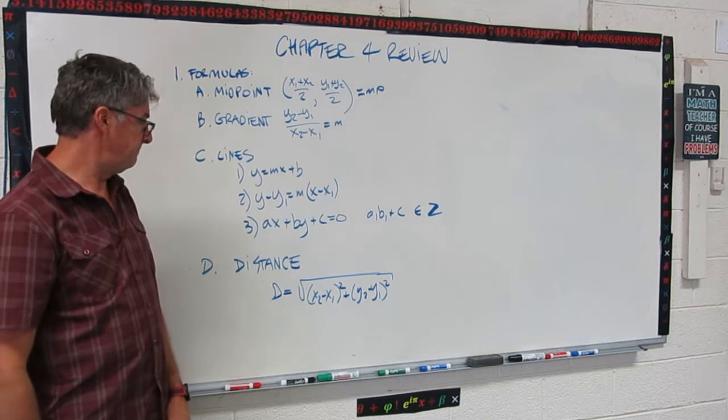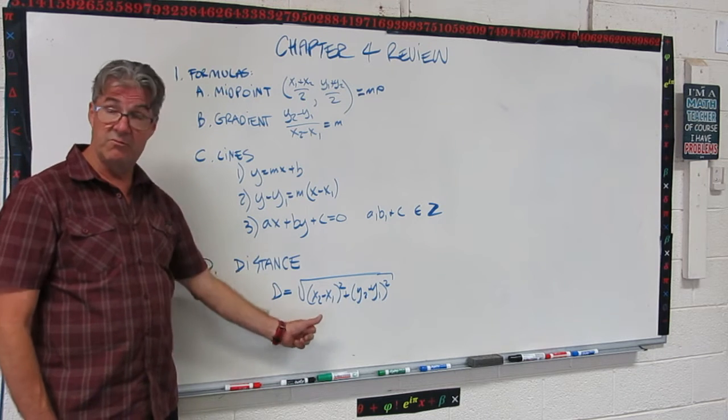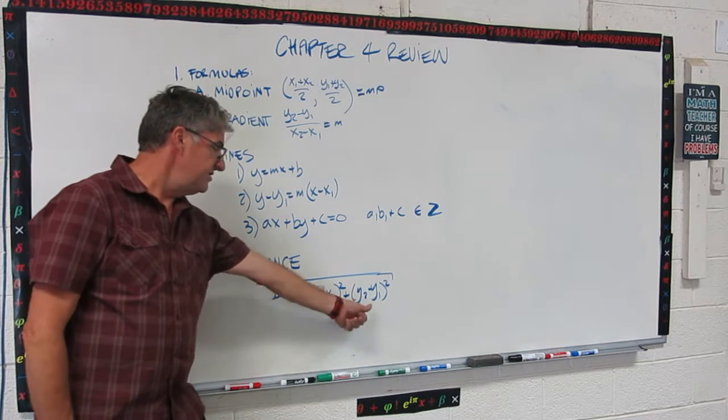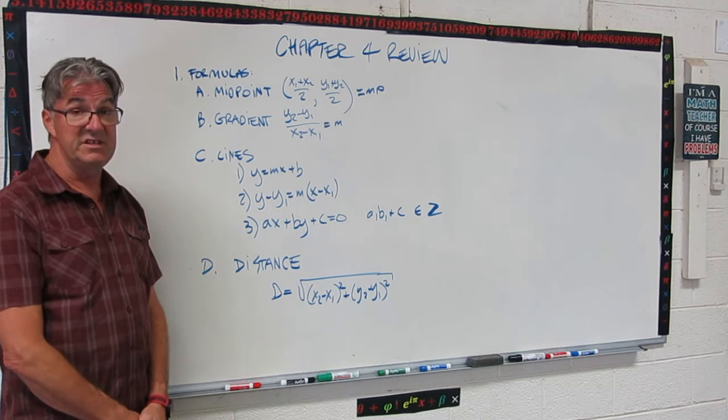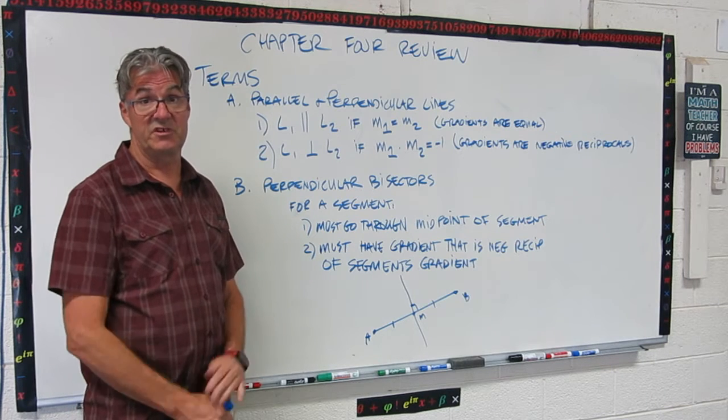Those are all integers. Okay, and then finally we ended up with distance between 2 points, x1, y1, x2, y2, and that's just this deal here, big square root over these 2 terms, and that will help you calculate the distance between any 2 points. Now let's take a look at some of the terms we discussed along the way here.